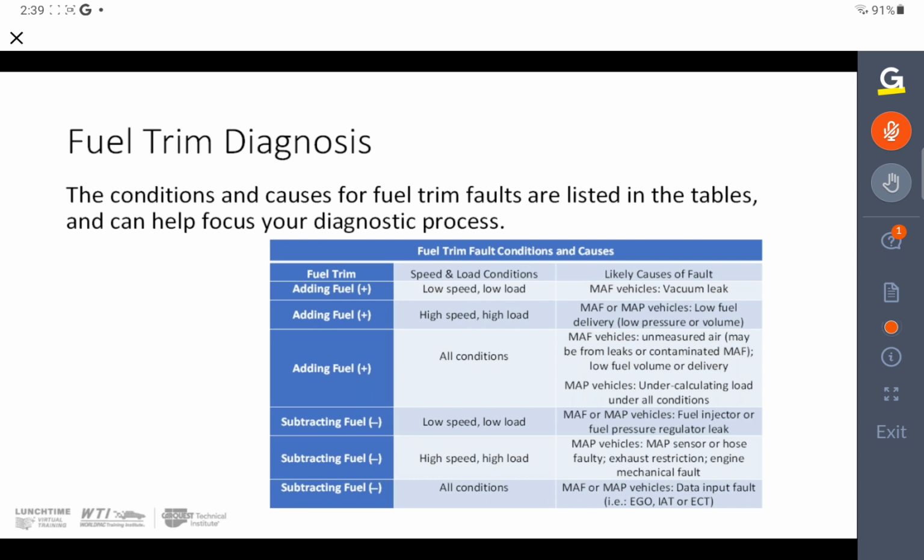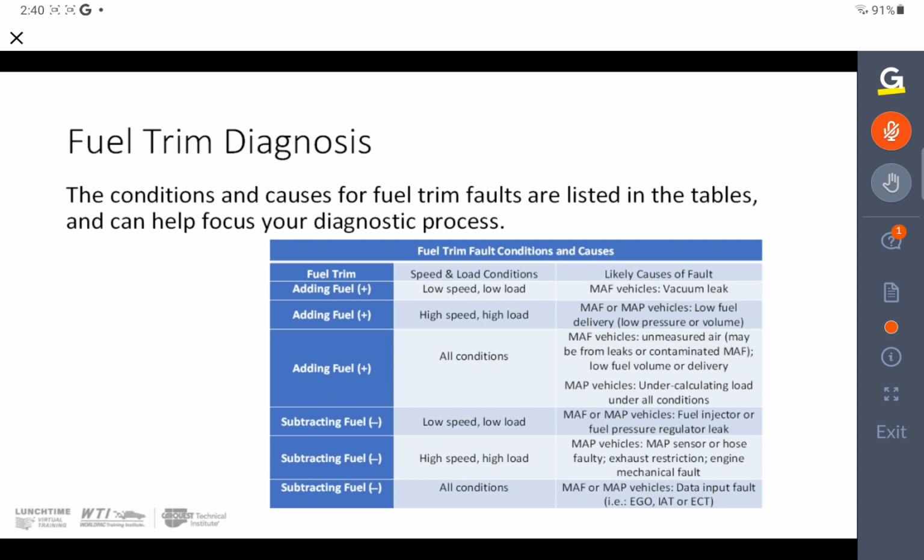There are 3 columns. First column is, what is the fuel trim doing? Is it adding fuel? Is it taking fuel away? Is the fuel normal? Is it not adding or subtracting fuel? The second column is showing you the condition, the RPM and the load. And then the last column is telling you likely causes of the fault.